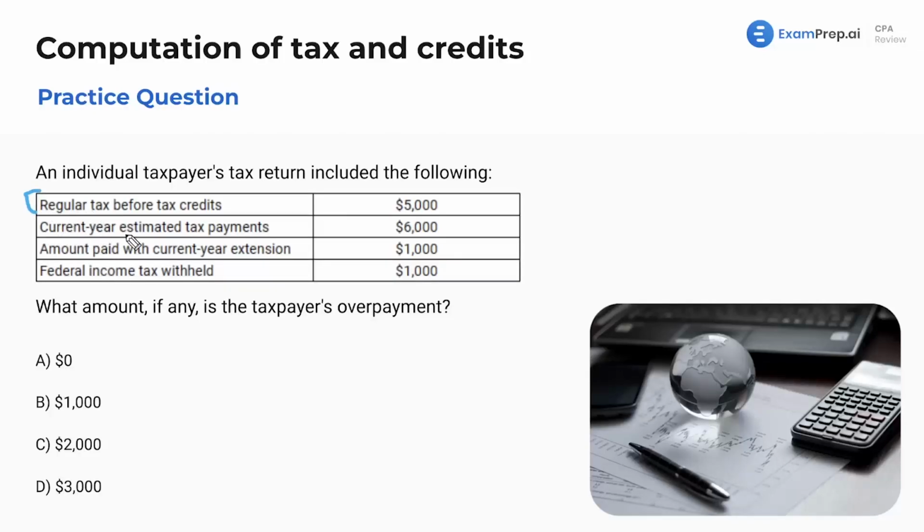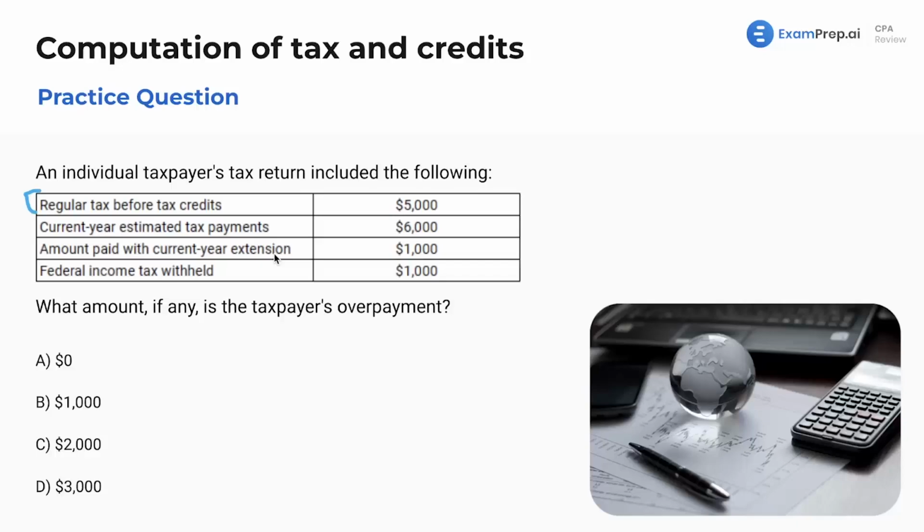Then, current year estimated tax payments. This means that you paid $6,000 throughout the year to the IRS. Now, this is likely not through your employer. You would have filed a form and submitted this to the IRS. So now you have overpaid $1,000. Reiterate, you owed $5,000. You have paid throughout the year $6,000. Then you file an extension, presumably amount paid with current year extension, and you pay an additional $1,000.